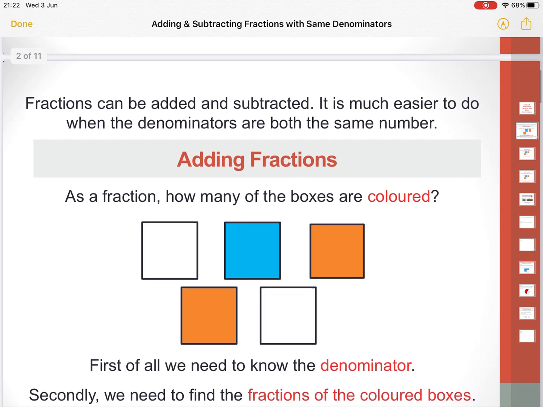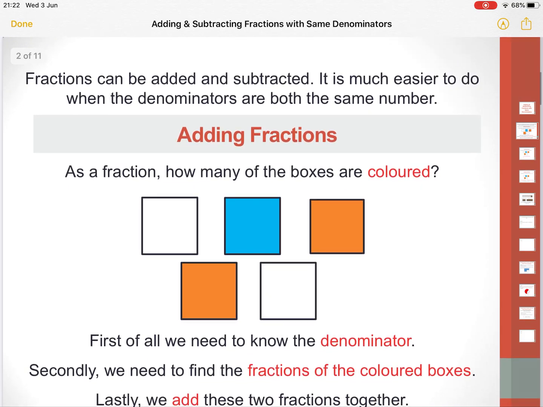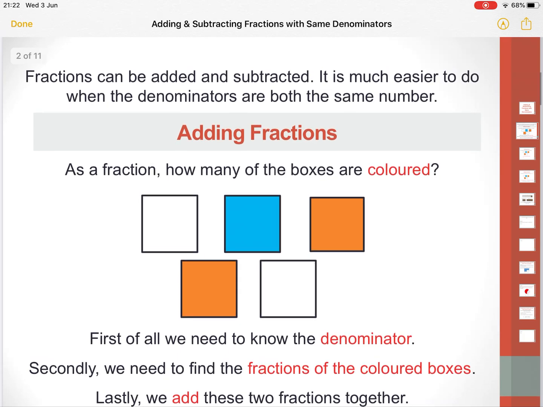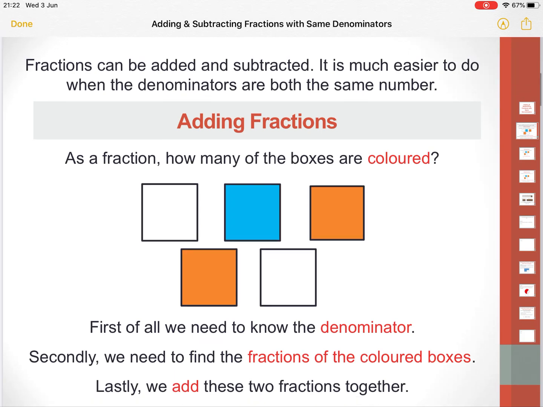Now fractions, boys, can be added and subtracted, alright? And it is much easier to add and subtract fractions when the denominators are both the same number. That means the two fractions have the same denominator, okay? Now let's start with adding fractions, okay?